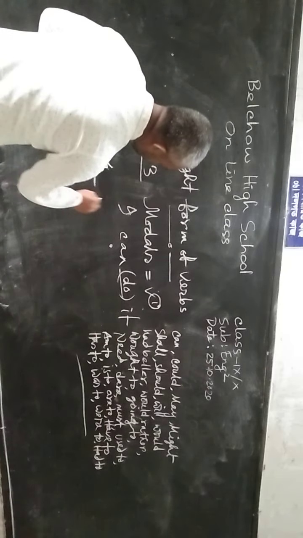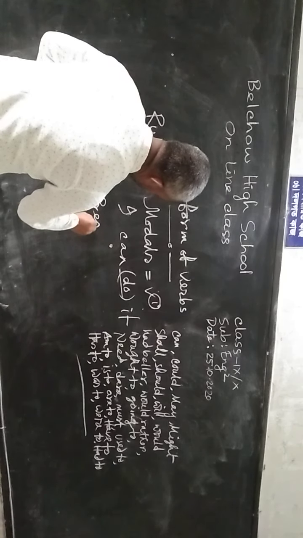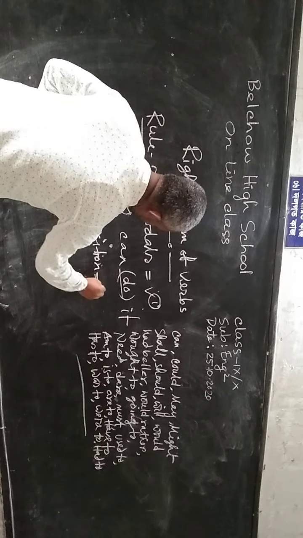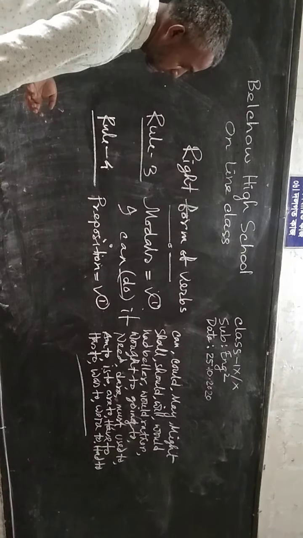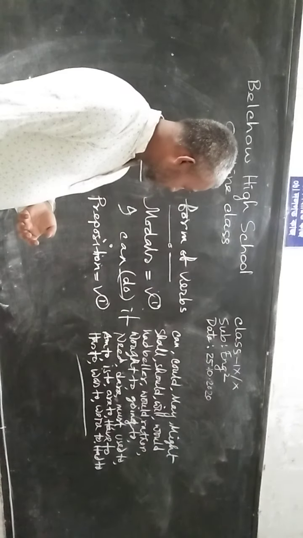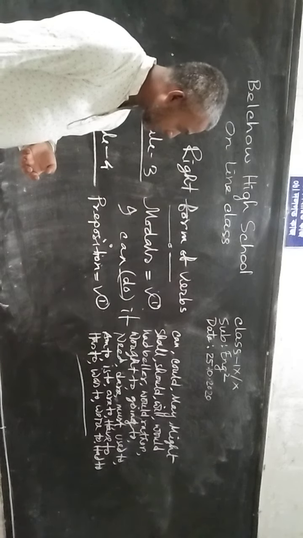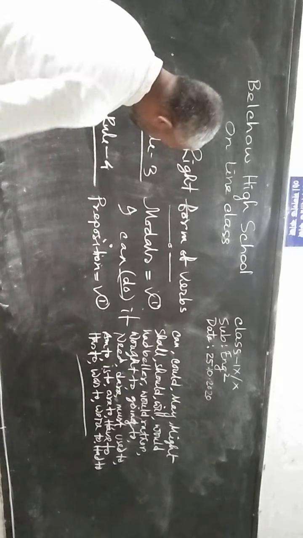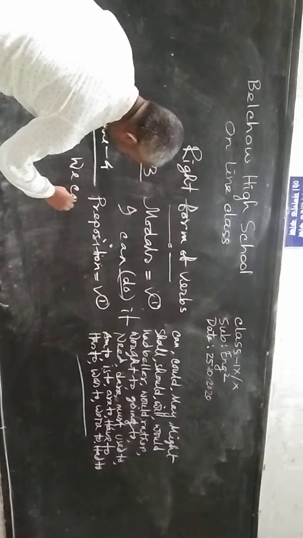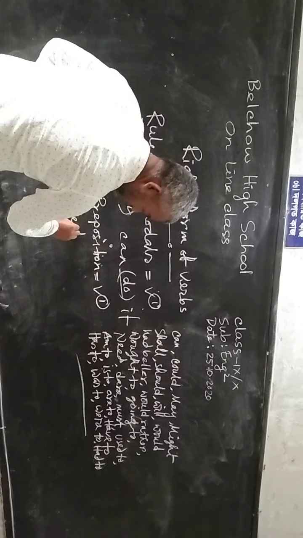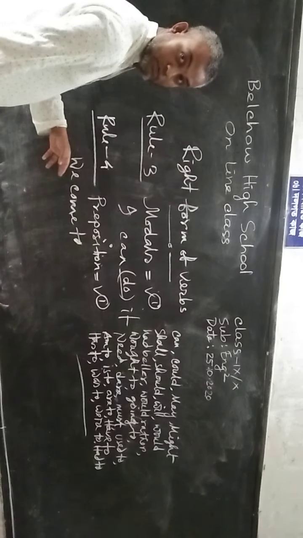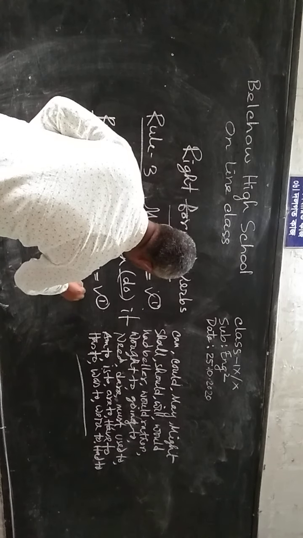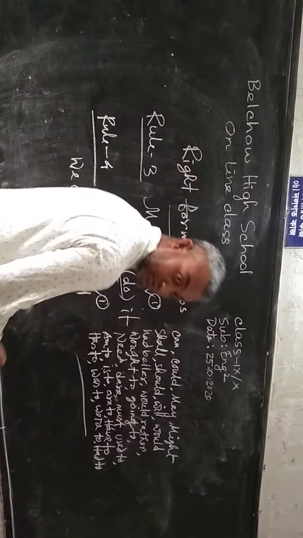Rule 4. Preposition plus V1. That means if we find any preposition in any sentence, we have to use the base form of verb, such as: we come to school.